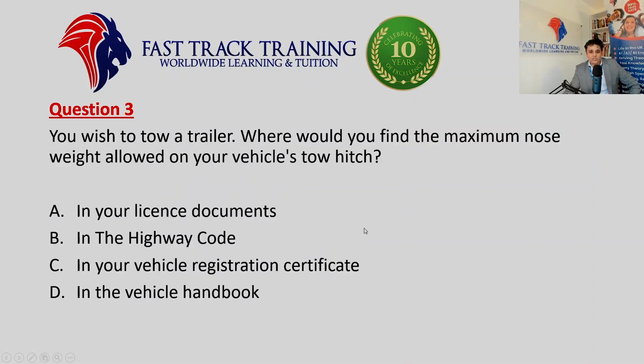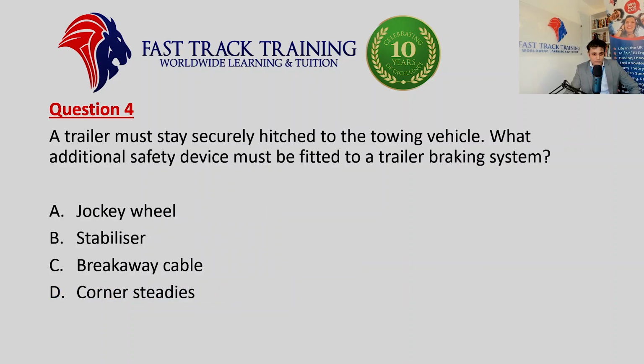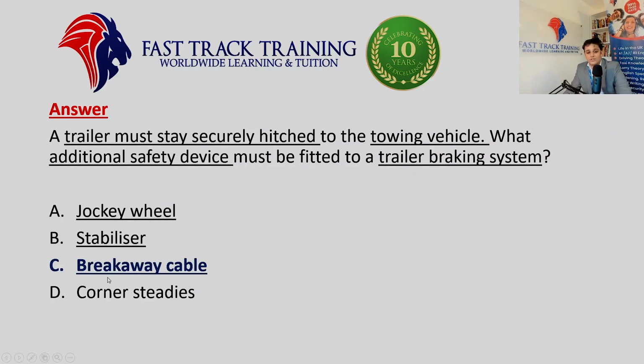Well done. You wish to tow a trailer. Where would you find the maximum nose weight allowed on your vehicle's tow hitch? In your license documents, in the highway code, in your vehicle registration certificate, in your vehicle handbook. So the correct answer here is in the vehicle handbook. So you find the maximum nose weight allowed in your vehicle handbook. A trailer must stay securely hitched to the towing vehicle. What additional safety device must be fitted to a trailer braking system? A jockey wheel, a stabilizer, a breakaway cable, or corner steadies? The correct answer is a breakaway cable, and then the stabilizer and a jockey wheel are extra.